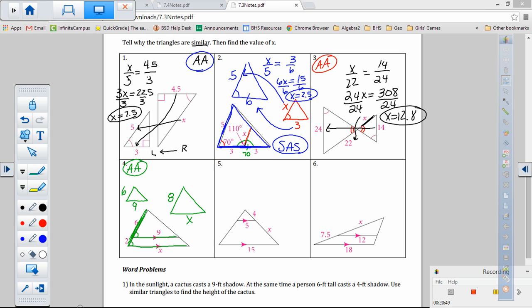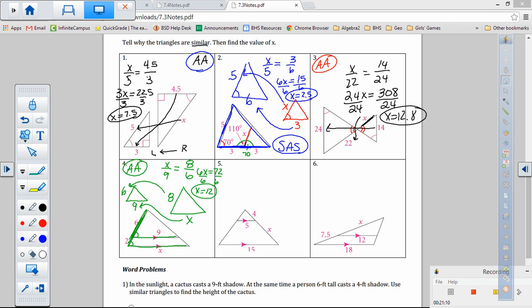So now my proportion is going to say x is to 9 as 8 is to 6. And we're going to cross multiply. 6x equals 72. And divide by 6. And so x equals 12.